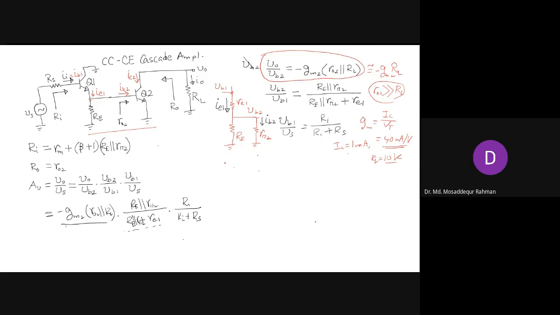Okay, so we have the gain for the common emitter, V naught by Vb2, equal to minus gm RL, and gm is 40 milliampere per volt, and RL we take as 10K. So we get this to be minus 400. So again, we get a gain of 400 volt per volt. So if both are high, you get quite a high gain.